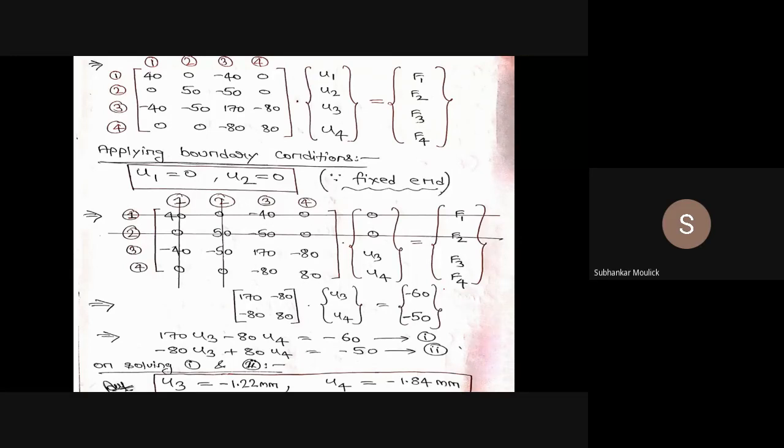I am taking it to be negative since it is acting along negative x direction. So just multiply the matrix and you will get two equations. That is how we can multiply it. This row into this column will give you this equation. Similarly, this second row into this particular first column will give you this equation.